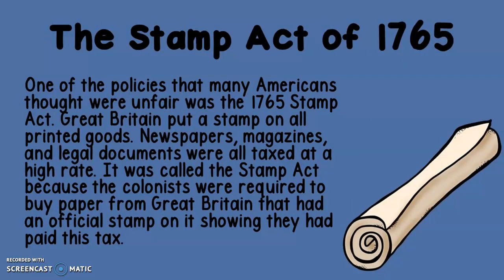The Stamp Act. One of those policies that Britain put in place that the Americans thought were unfair was the Stamp Act in 1765. Great Britain put a stamp on all printed goods. Newspapers, magazines, and legal documents were all taxed. One example of a legal document we talked about was a marriage license. It was called the Stamp Act because the colonists were required to buy paper from Great Britain that had an official stamp on it showing that they had paid their tax.